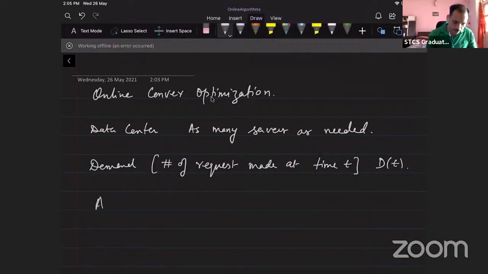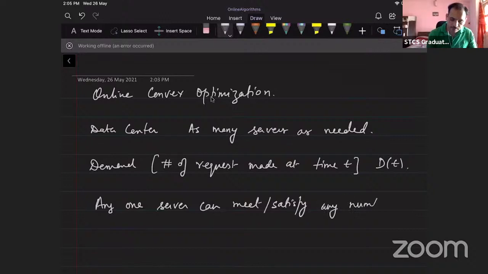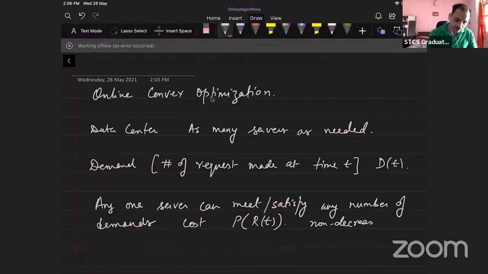So any one server can meet or satisfy any number of demands, but while paying a convex cost essentially. So the cost is going to be some p of the number of requests or number of demands it satisfies, which is going to be a non-decreasing convex function.